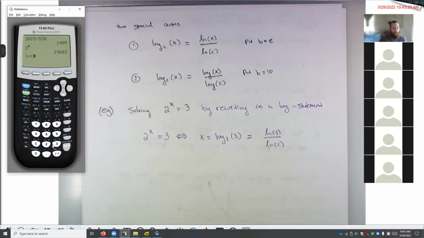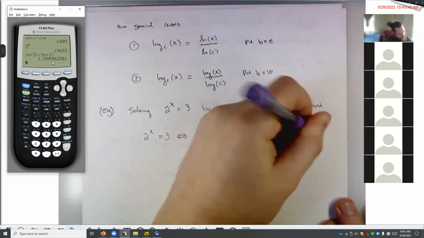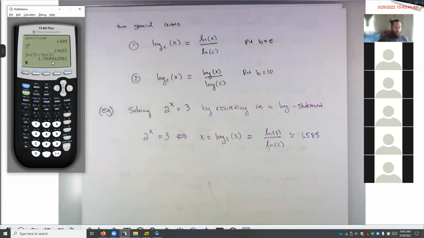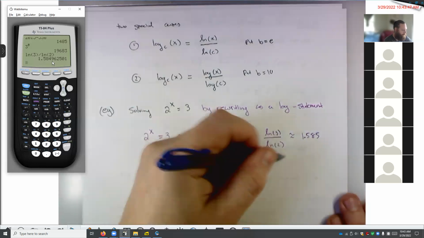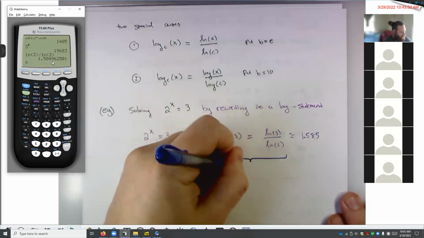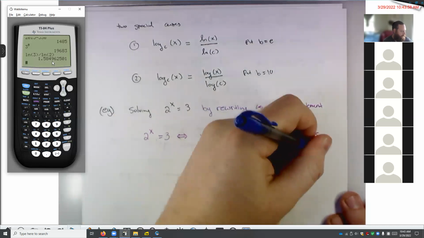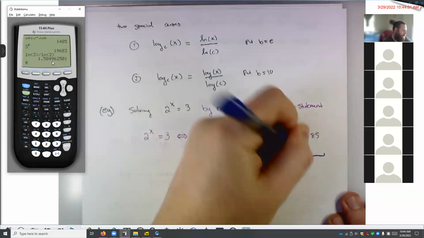I come in here, I type natural log of 3, close that parentheses, divide by natural log of 2, close that parentheses, 1.5849, blah, blah, blah. So I call it 1.585. The catch here is that these two are exact answers. This decimal over here is an approximation.